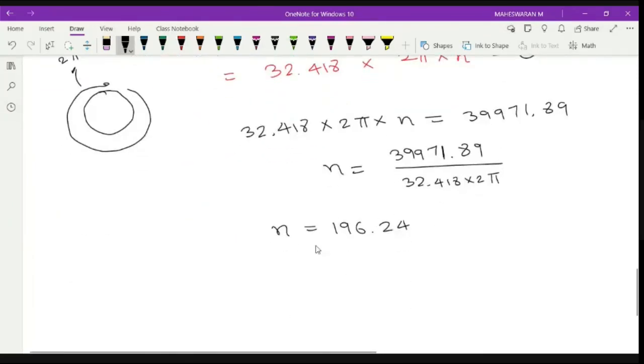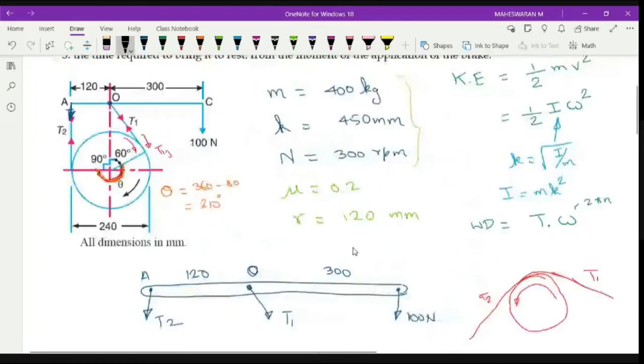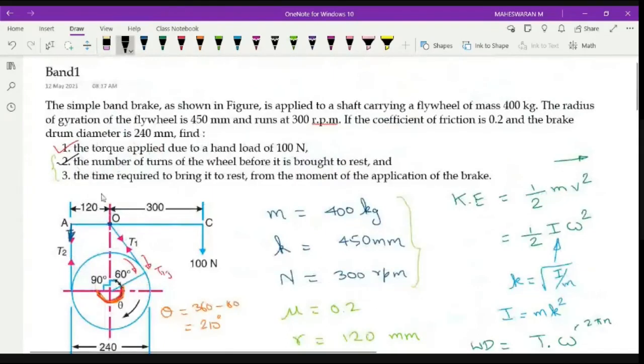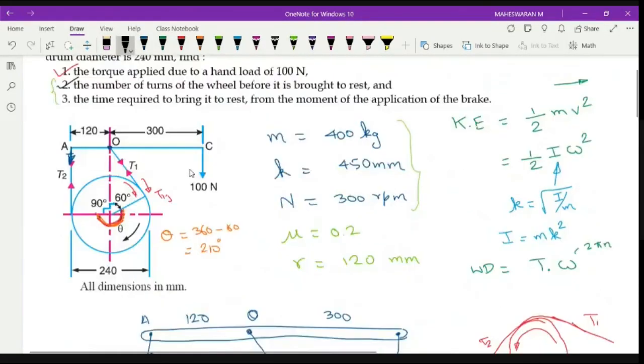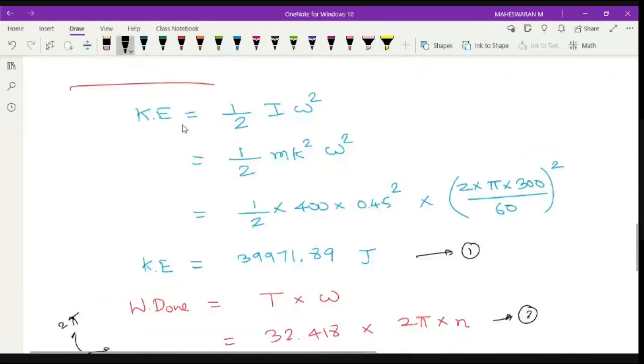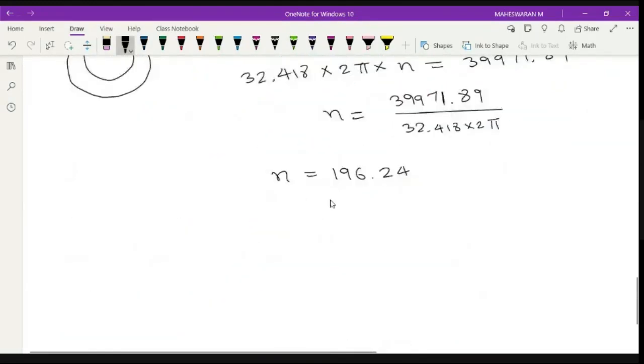Yeah. So now n is 196.24. Okay, we got this. So this second point is also over. Now we'll go for the third one. What is the time required to bring it to rest? Time required. So now I know the rotation. The number of revolutions is 196.